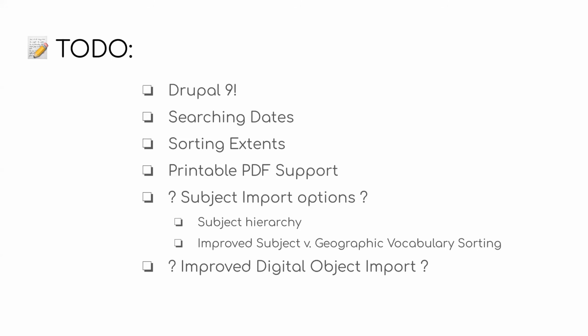Also sorting things between subjects versus geographic locations. We have some of that already. It could be more sophisticated, let's say. And also improve digital object support. Again, actually not again, I haven't really mentioned this before.